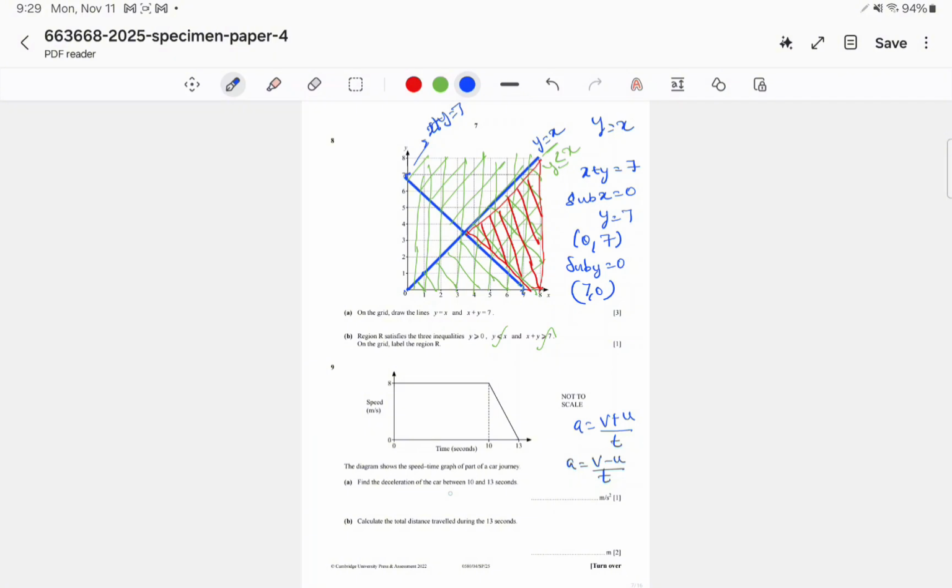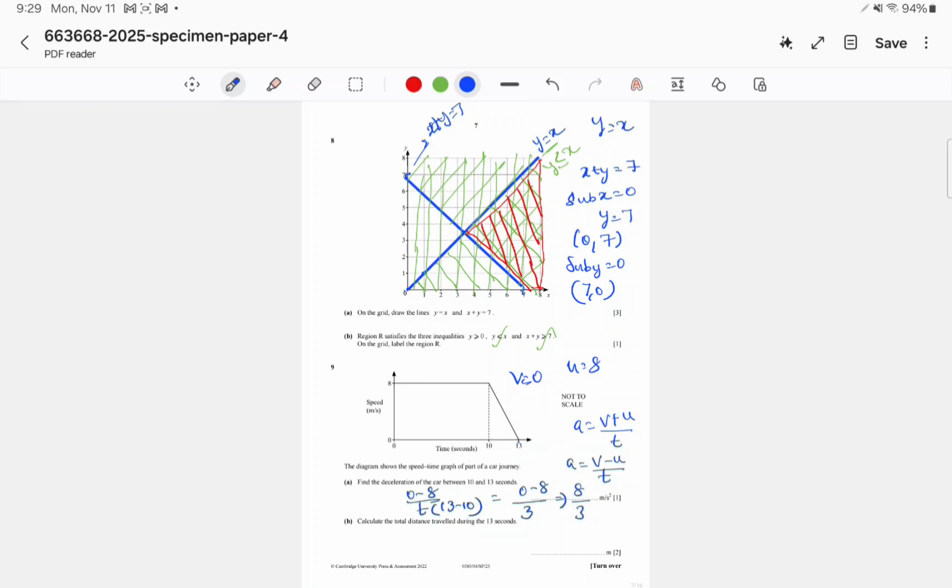So the final velocity, it comes to a stop, so v is equal to 0. Initial velocity, it starts from 8, so it is v minus u by t. So 0 minus 8 divided by time taken, 10 to 13 seconds. So 13 minus 10, it is 0 minus 8 divided by 3. The answer is 8 by 3 meter per second square.